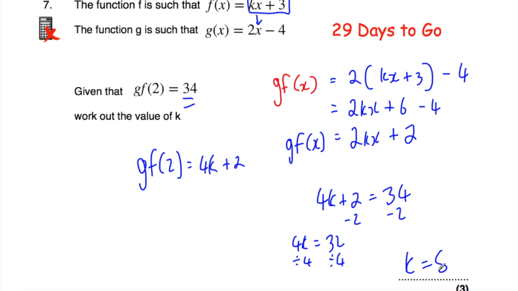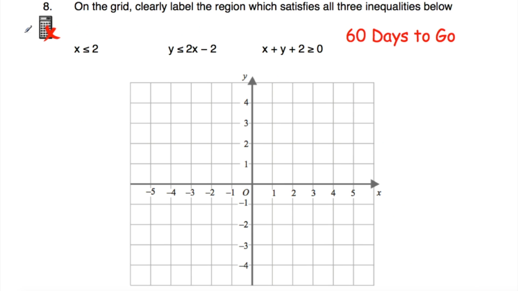So k is equal to 8, and that's it. And if you got that, well done. Okay, so let's have a look at question number 8. So question number 8 is on graphical inequality.